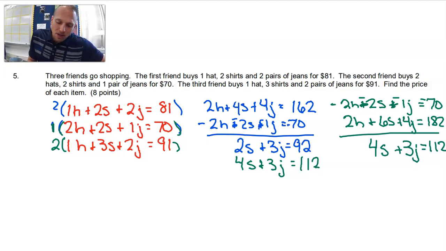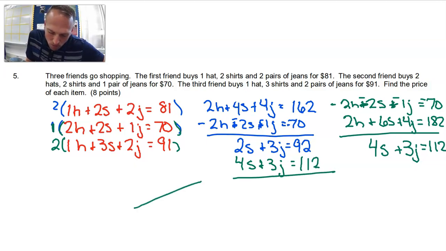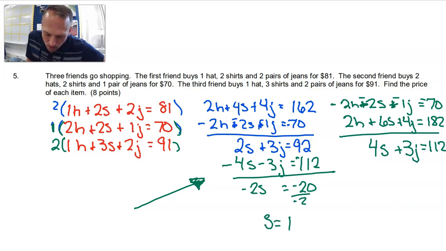All right, now, let's come here. I could multiply right over here with the blue and the green equation. I could multiply the top by the bottom and the bottom by the top there, but I don't need to because the j's are the same. So I'm just going to change those signs. On the bottom, that's a negative 4s, change that to a negative 3j and a negative 112. So when I put these together, I've got negative 2s is equal to negative 20. Divide by negative 2, and s is going to be equal to $10.